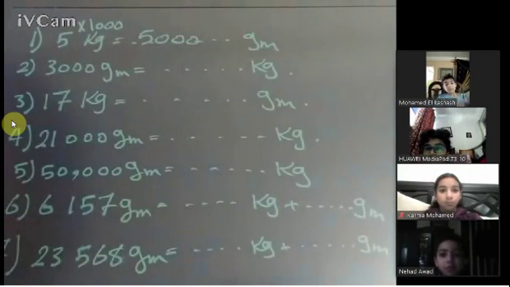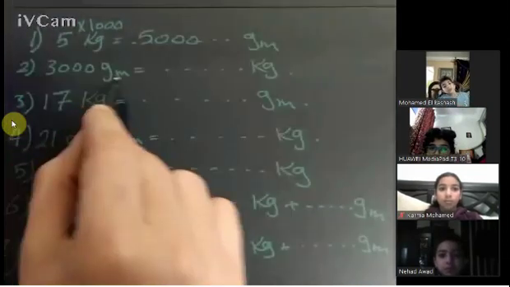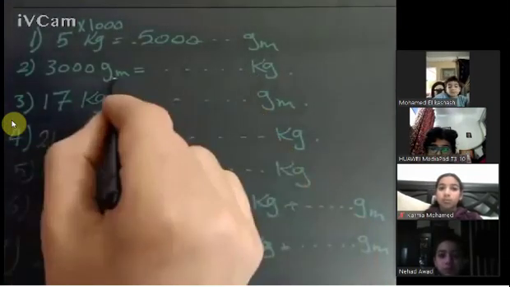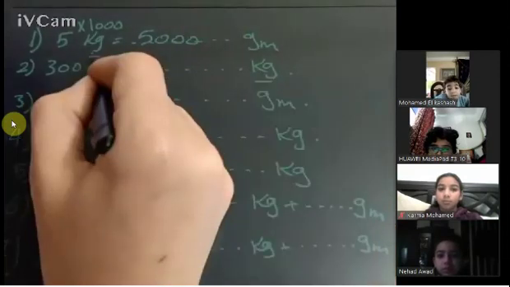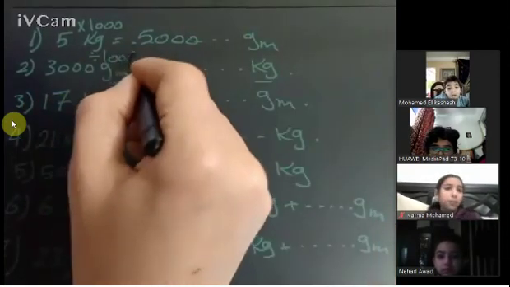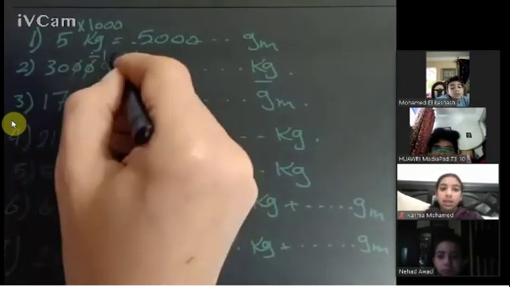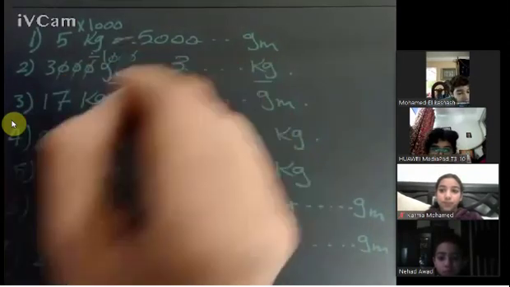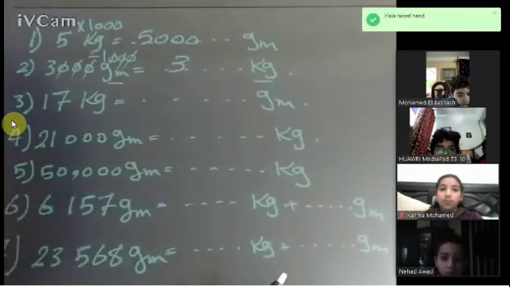3,000 grams equals how many kilograms? From small to big, divide by 1000. So 0 with 0, 0 with 0, and 0 with 0. So it equals 3. Okay, who's answering next?